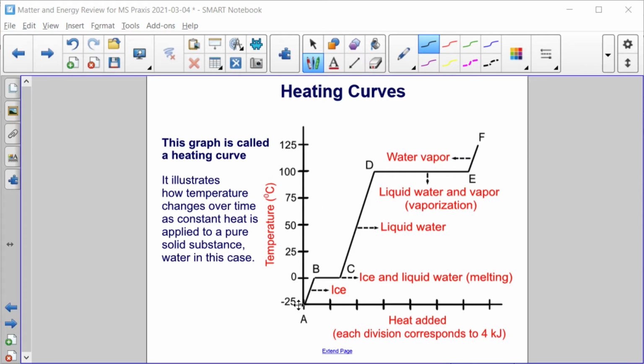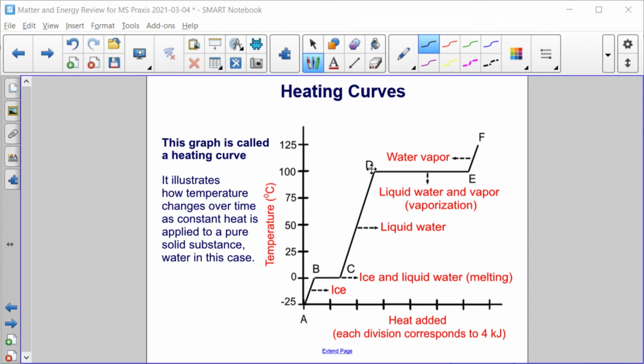So you can see we're adding heat here. We start at minus 25. We add heat until we get to 0. So we're below 0, and water is a solid, ice. And then we have this change where we add heat and the ice is melting. Then we get liquid water. As we go from C to D, the temperature is increasing from 0 to 100 degrees Celsius, and that's liquid water heating up.